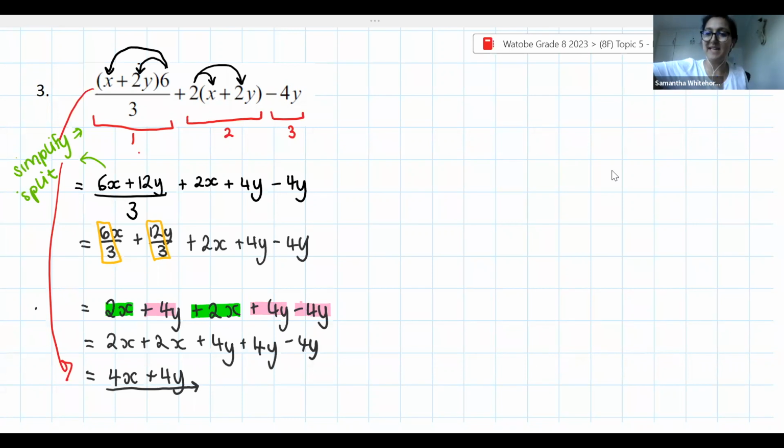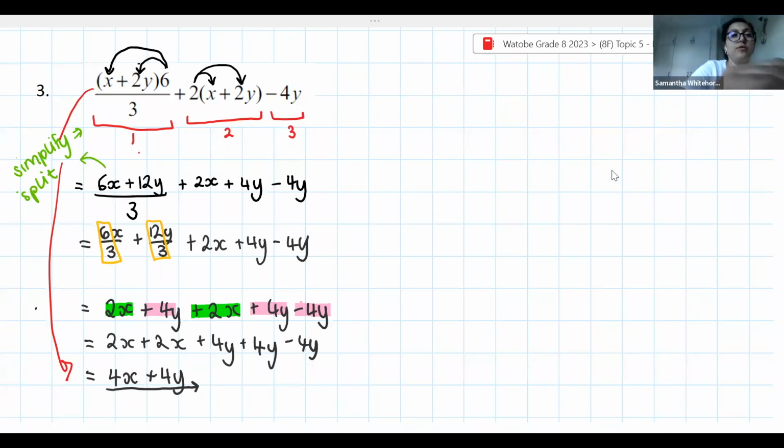Ma'am, I wanted to ask, as I didn't get everything, but you wrote 2x plus 2x plus 4y plus 4y minus 4y. And then the final answer, you said 4x plus 4y. I still didn't get that part. Are you supposed to add them all up together?